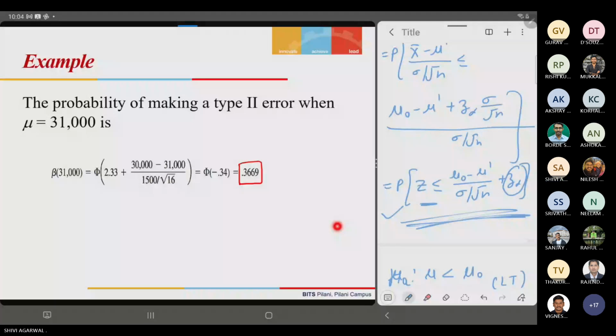ठीक है? That is the simple formula-based question. Nothing else. But you have to identify what is given and what we have to calculate. And beta is very large actually.